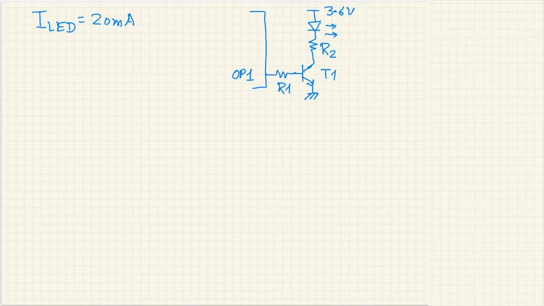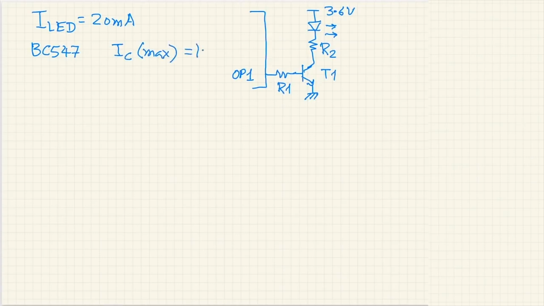Let us say we use a commonly available transistor which we use in our undergraduate electronics laboratories, BC547. Then we know from the data sheet that the maximum collector current, IC max, for a BC547 is 100 milliamperes. And so such a transistor would be quite suitable. You could of course choose another transistor which has a higher collector current.